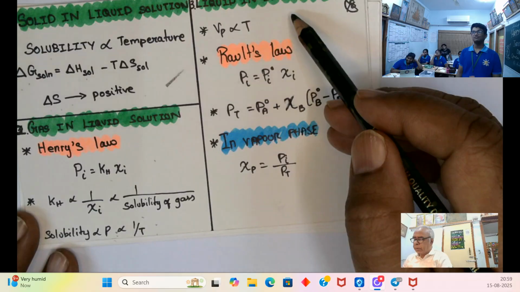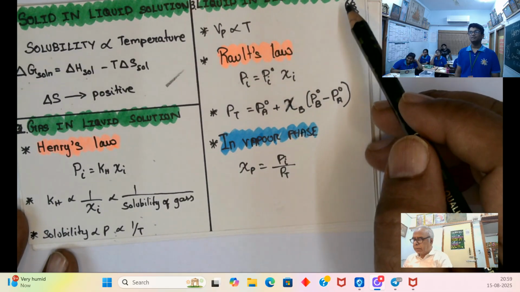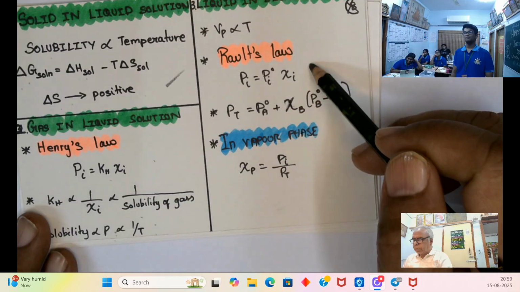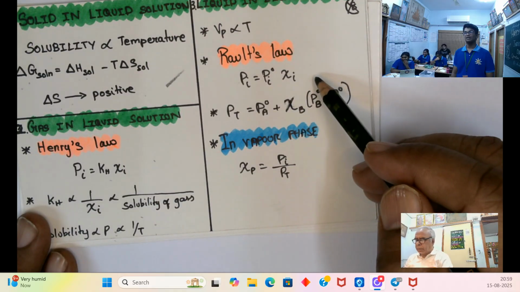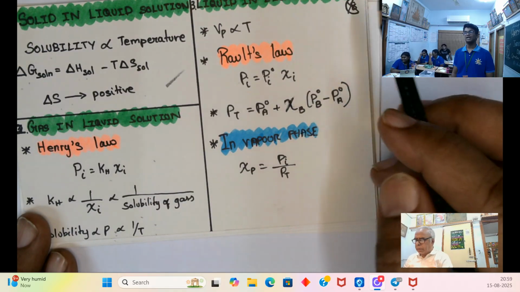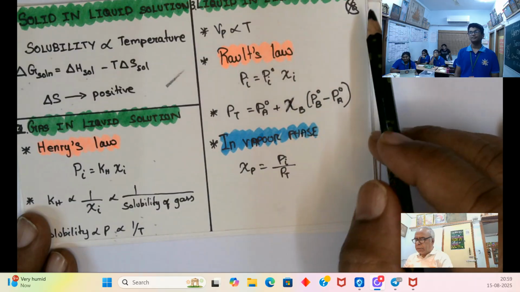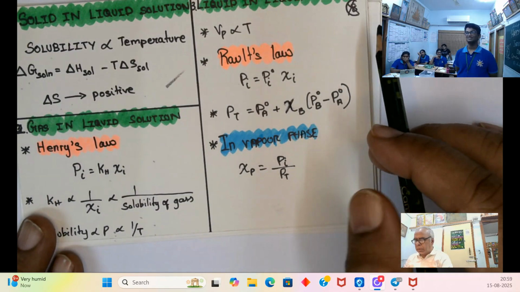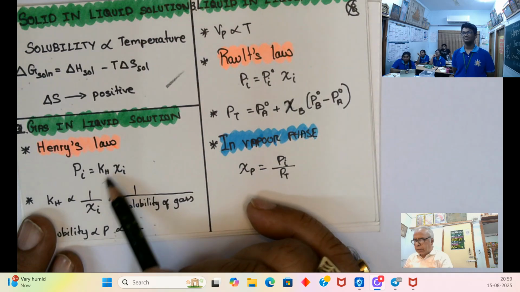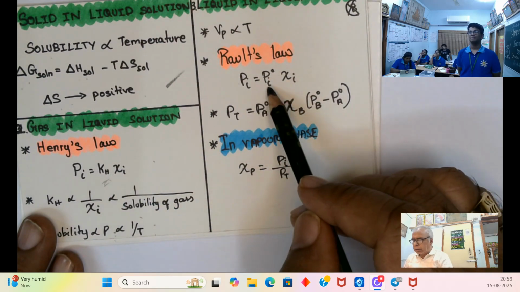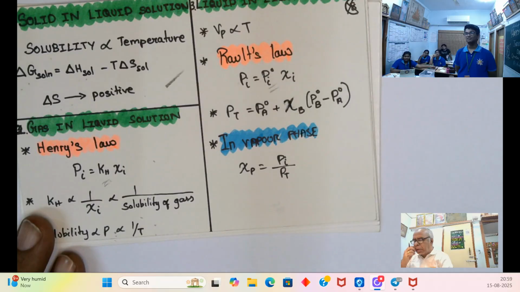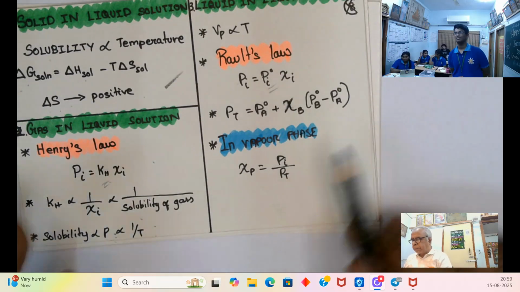And liquid in liquid solution. Vapor pressure is directly proportional to T. Raoult's law: Pi is equal to Pi naught into chi i. What is the difference between Raoult's law and Henry's law? The constant varies. Here it is Henry's constant, here it is Pi naught. What is Pi naught? Vapor pressure of a pure component.